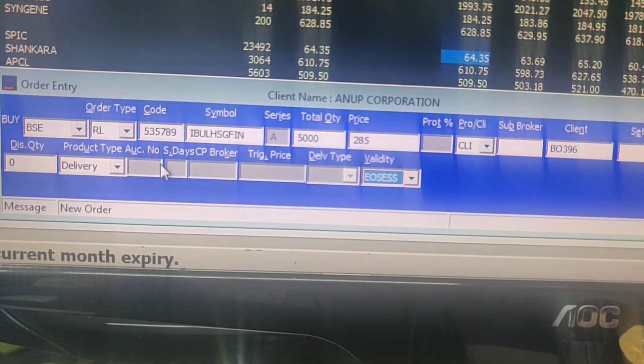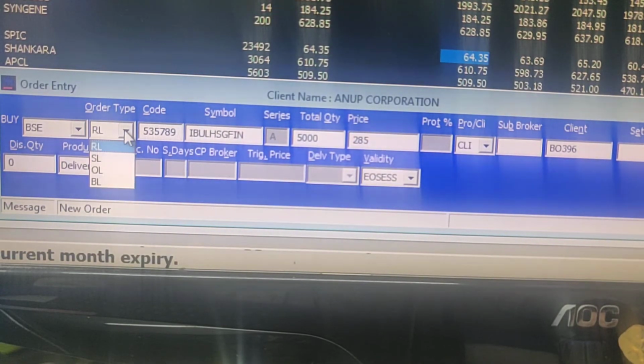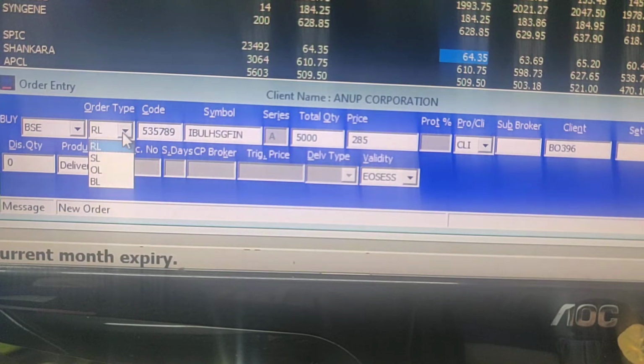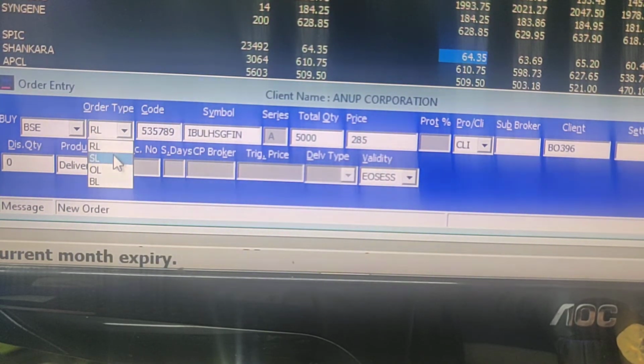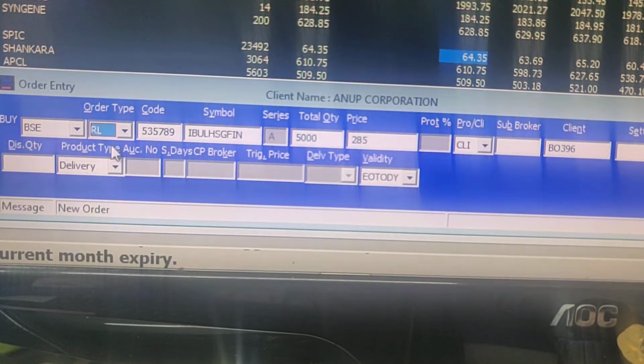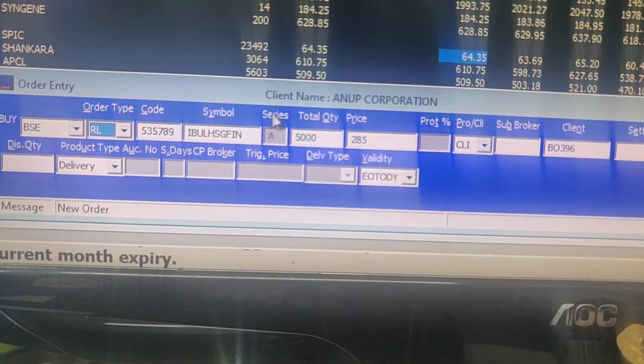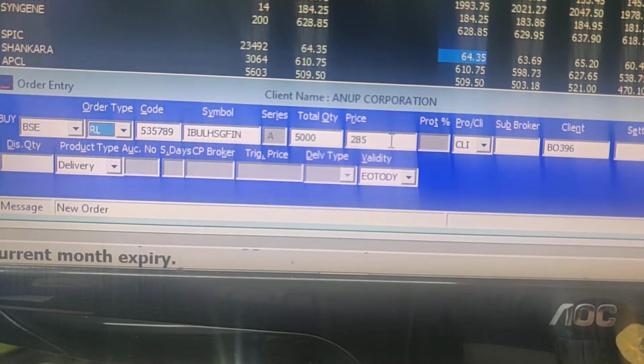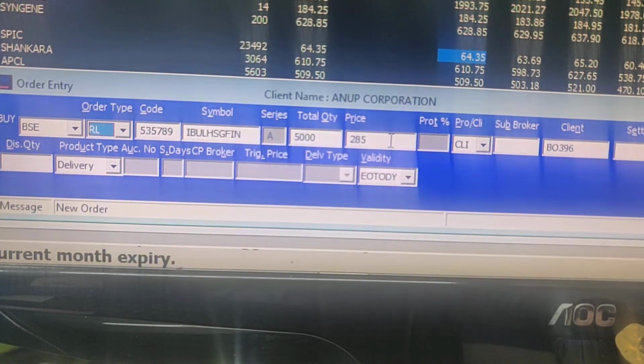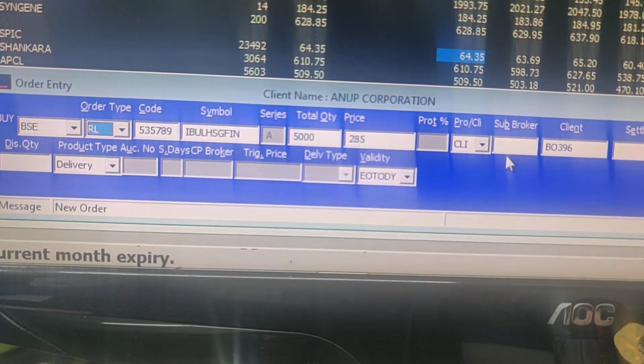So in BSE, we have two types of order which are regularly used by every person who is dealing in the market: regular lot and stop loss order. Stop loss is for the stop loss, and regular lot is for normal entry which you have to put. Then here comes the total quantity and the price you have to put. In your personal app or in your personal ODIN ID, this client code will not come.